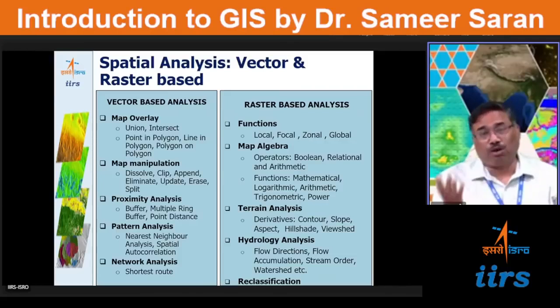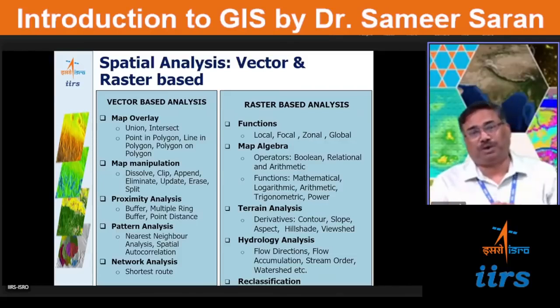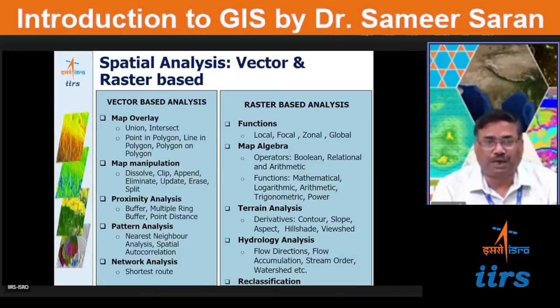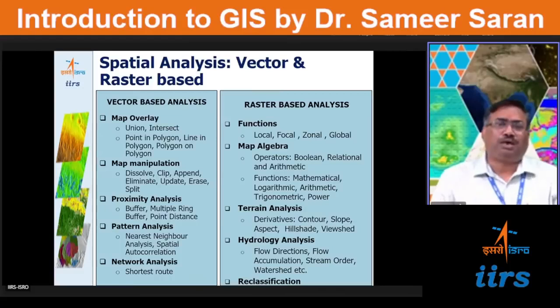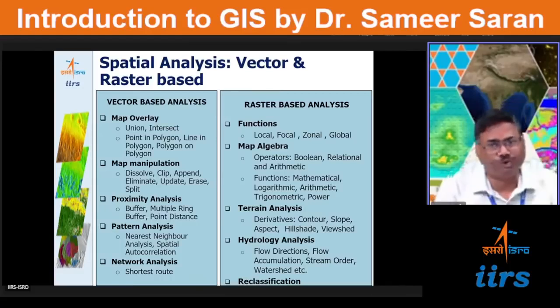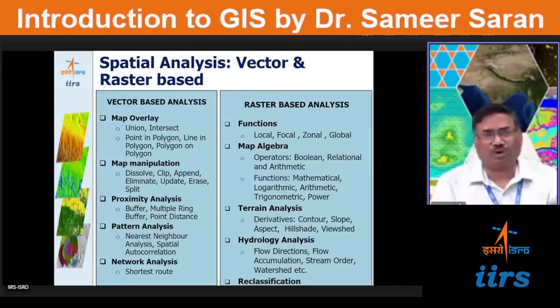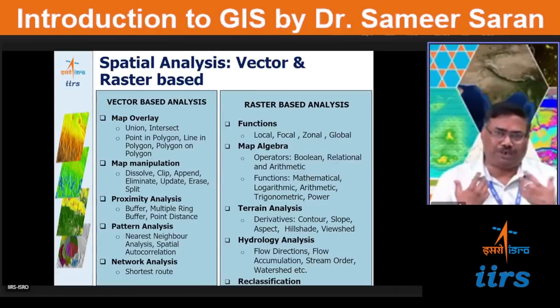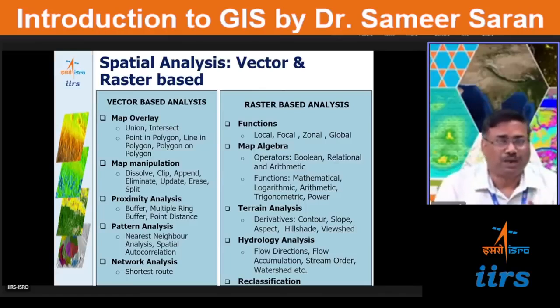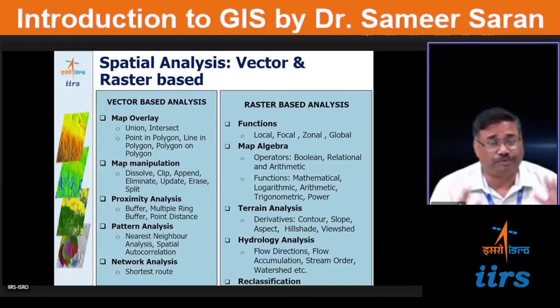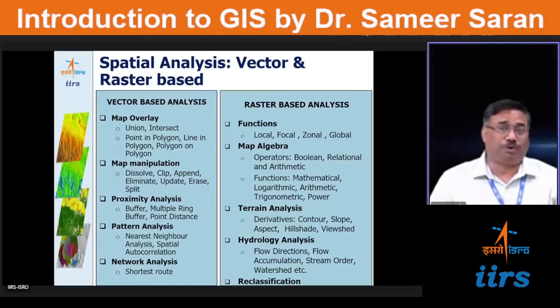So when we talk about raster, you have different types of functions. In fact, raster-based analysis is quite common, like your image processing operations. When you look at local, focal, zonal, global, different types of functions are available. It is pixel-based, kernel-based, zonal-based, and even if you really apply a certain type of operation globally.